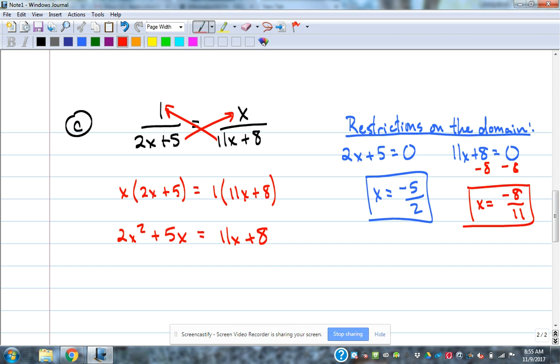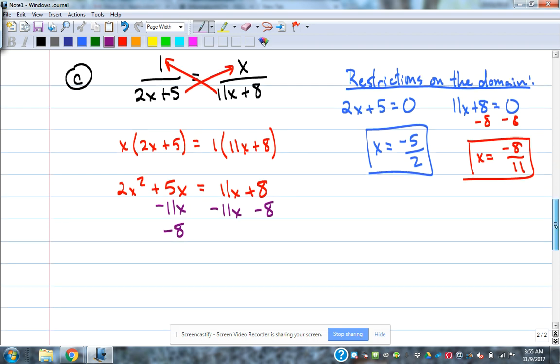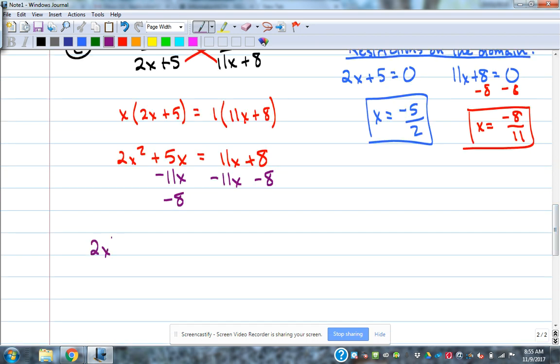The previous example, you didn't have an exponent. You just had the plain x. You can just solve it like normal. Anytime you got an exponent on your variable, you've got to get it equal to 0 to solve it. You've got to remember that. So to get it equal to 0, subtract 11x, and I'm going to subtract 8. I'm just going to do that all in one step. You guys can handle that. 2x squared, 5x minus 11x would be negative 6x. And then we got the minus 8.